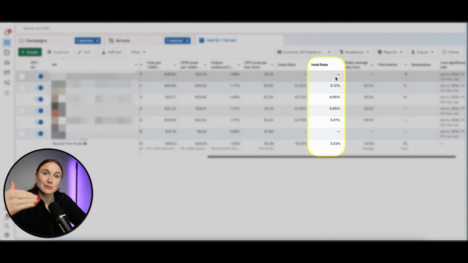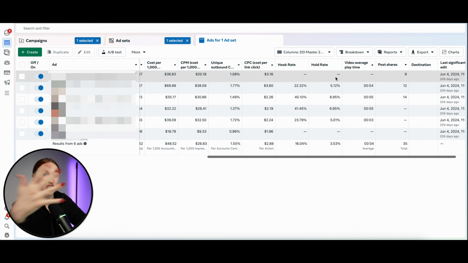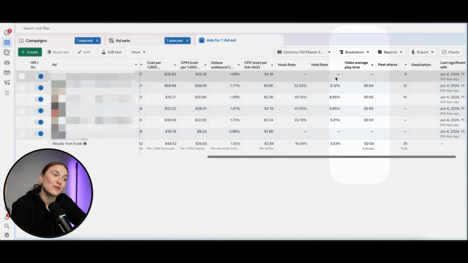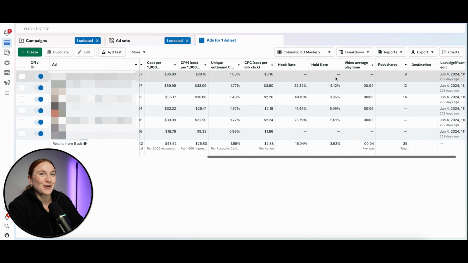So your hold rate is similar to your hook rate, and it's going to tell you one of 2 things. It's either going to tell you the percentage of people who watch the first 15 seconds of your ad, or if your ad is under 15 seconds long, it's going to show you what percentage of people actually just watched the entire thing. Now, I like being able to look at hold rate and then also cross-analyzing that with the video average playtime, because oftentimes I will find that if we just look at one or the other, if you have really long video ad creatives, like maybe ones that are a minute or a minute and a half versus ones that are 30 seconds, sometimes your average video playtime will look a lot longer.